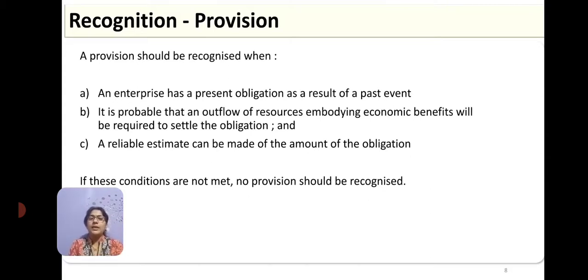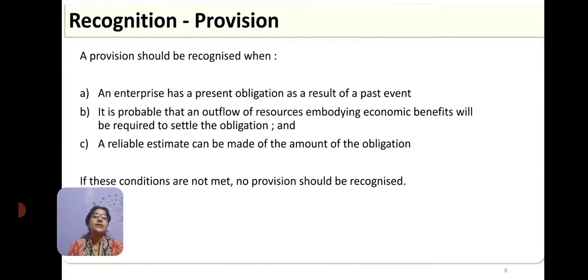It is probable that an outflow of resources embodying economic benefit will be required to settle. That means in future, because of this, an outflow may result. Suppose you may come across bad debts, or you have to pay taxes. So that means you have to be sure that some outflow is going to happen.